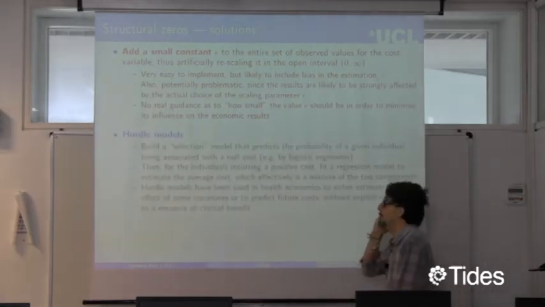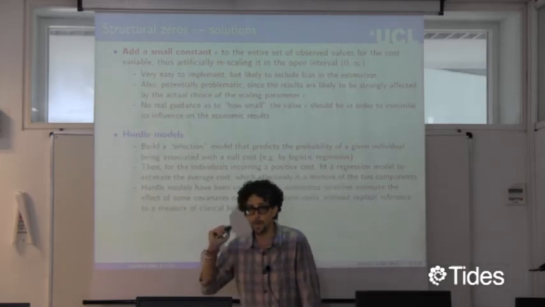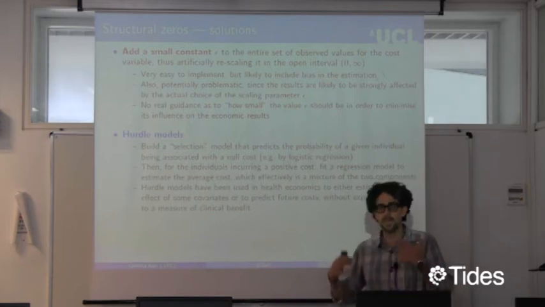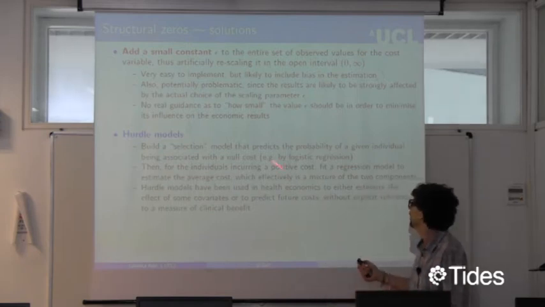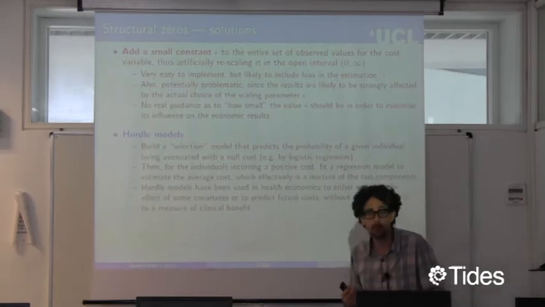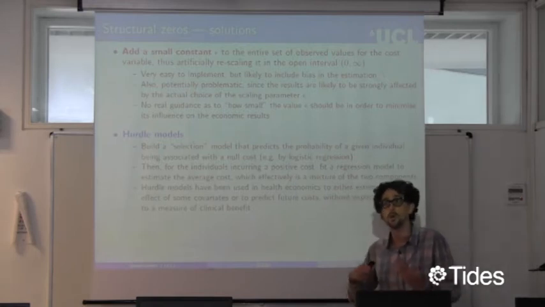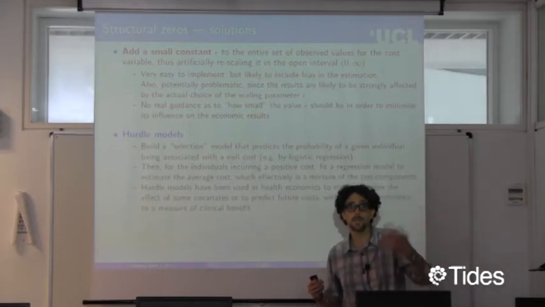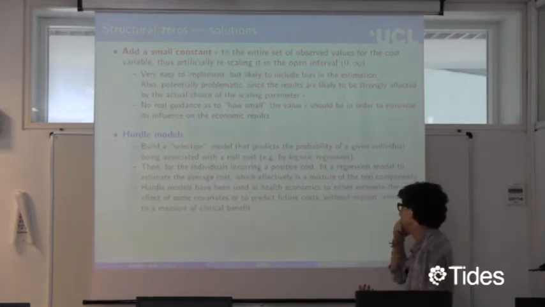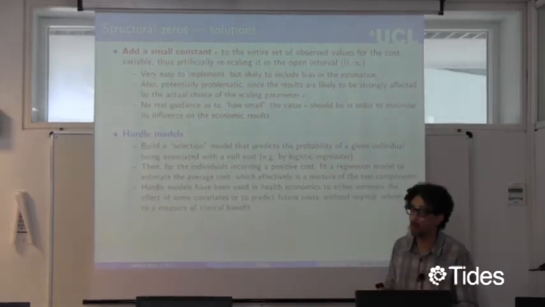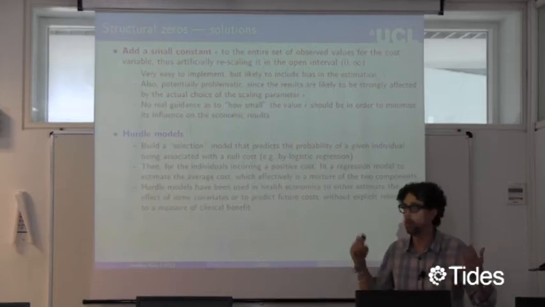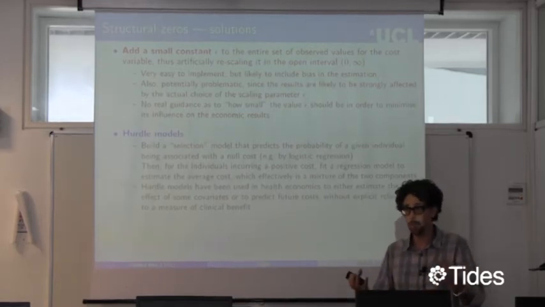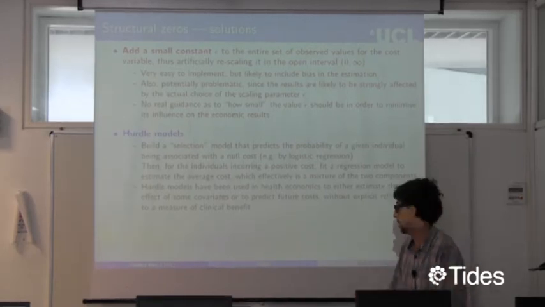So a more statistical approach is to use what I call hurdle models, which are, I think, very popular in econometrics as well. Basically, the point is to build some selection or mixture model for the probability of a given individual being associated with zero costs. So typically, you would do a logistic regression to estimate the chance that a random individual is actually associated with zero costs. And then, for those with a positive cost, you just fit the standard log normal or gamma model, and you estimate the average cost in terms of the mixture of the two components, those who have zero cost and those who have positive costs.